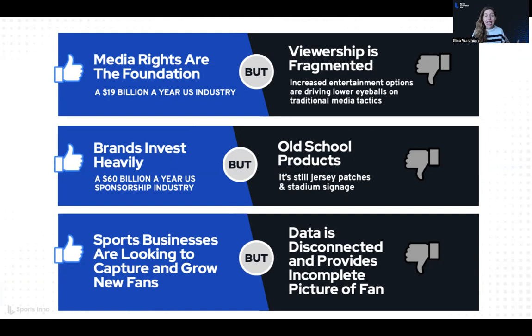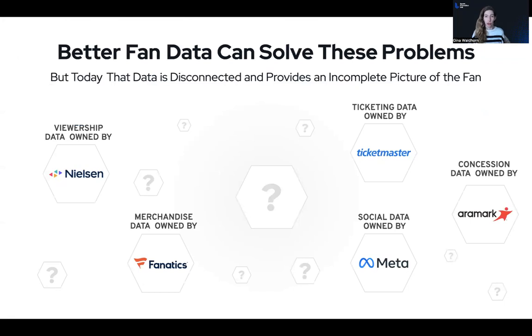But the data to understand who fans are and how they behave lives all over the place, right? So if you want to know who's watching, that's viewership data, and that's over with Nielsen. You want to know who's buying tickets to a game, that's over with Ticketmaster or SeatGeek. You want to know who's buying the merch, that's with Fanatics. You want to know who's following what athlete, that's over at Meta. And it's very costly, it's very time intensive. A lot of us are still doing this, building CDPs and data stacks in order to connect those disparate pieces of data to build a comprehensive 360 view of who a fan is.